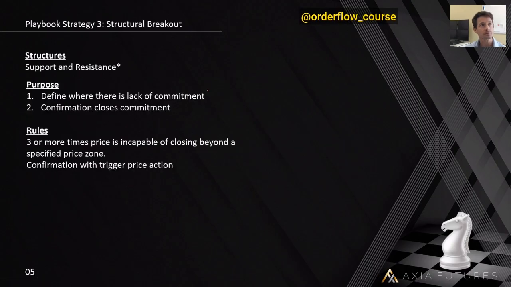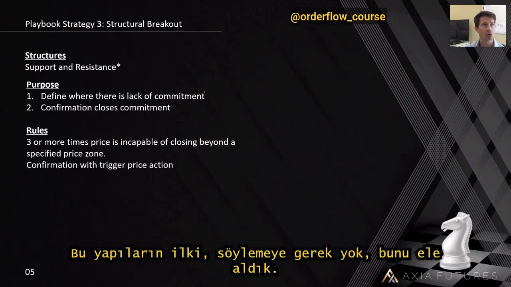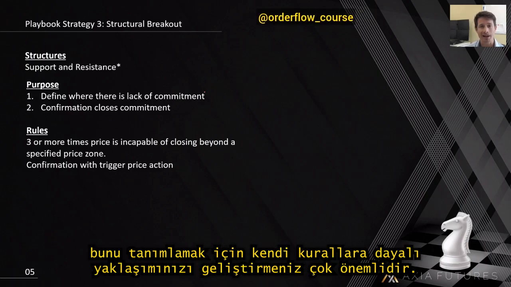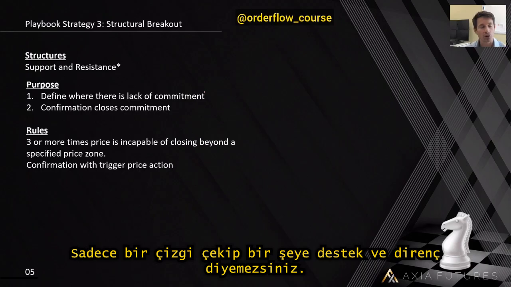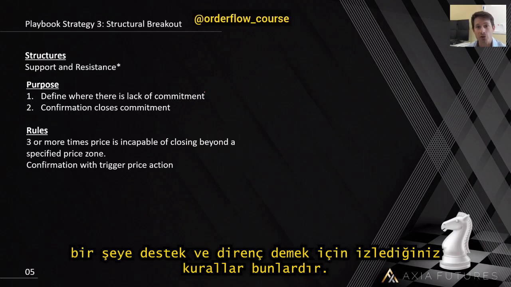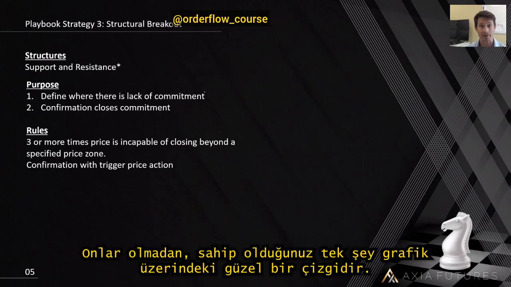So, our first of these structures, it goes without saying, we've dealt with this. Now, it's very important that if you're going to take this trade strategy, you must develop your own rules-based approach to defining it. You cannot just draw a line and call something support and resistance. We spoke quite extensively about this in lesson 7, which is, these are the rules you follow in order to call something support and resistance. Without them, all you have is just a pretty line on a chart.